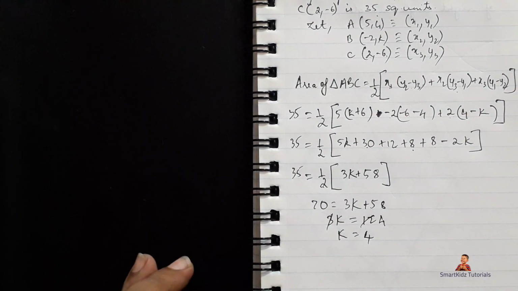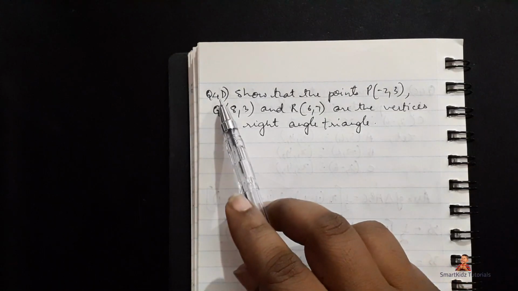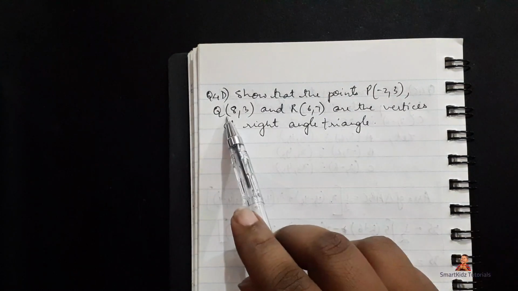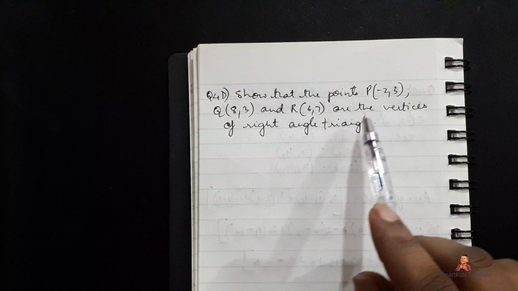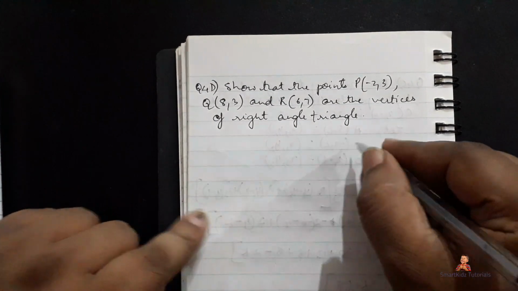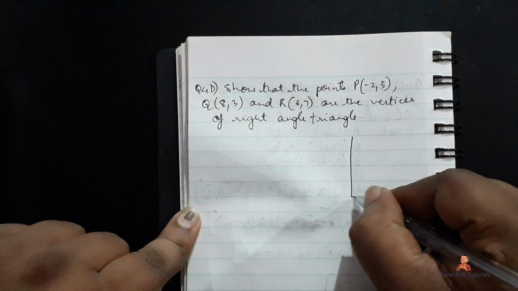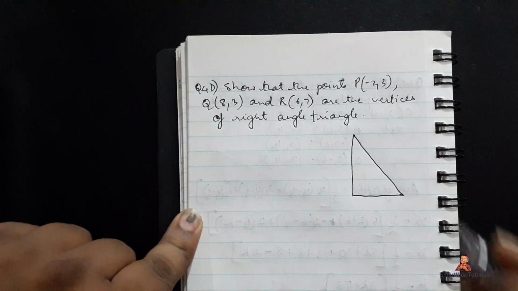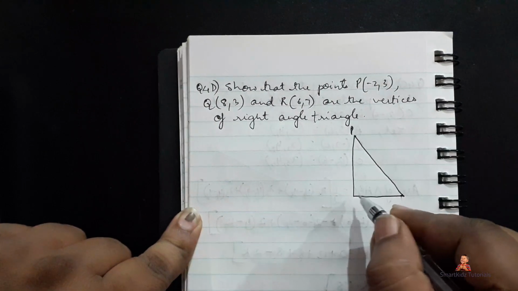That is our answer. Coming to the last question of this paper, question 4D. Show that the points P(-2, 3), Q(8, 3) and R(6, 7) are the vertices of a right angle triangle. One thing we need to know, when it comes to a right angle triangle, the first thing that should come to our mind is the Pythagoras theorem. According to the Pythagoras theorem, what does it have to say?